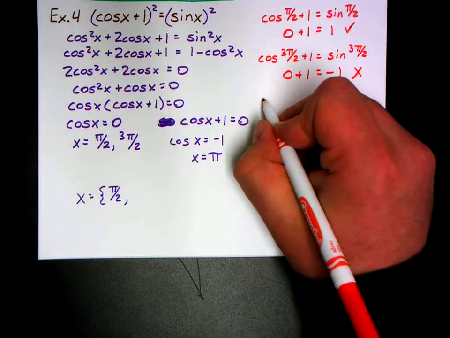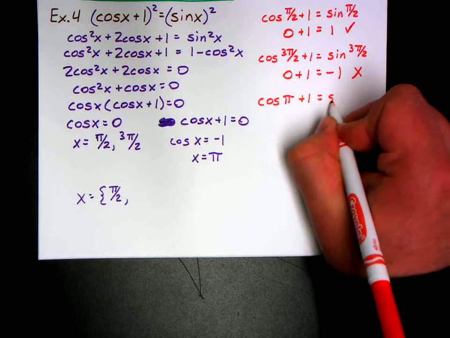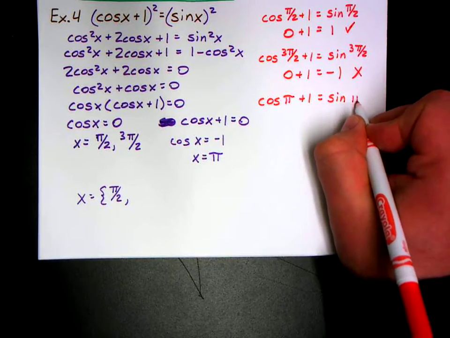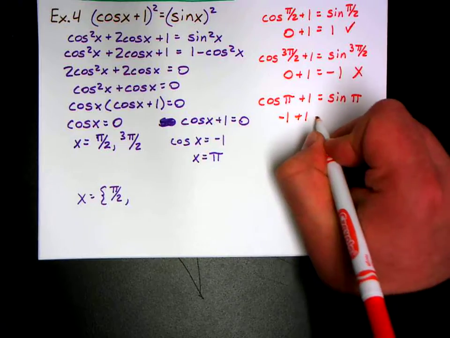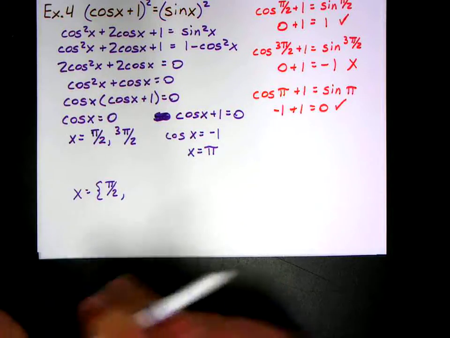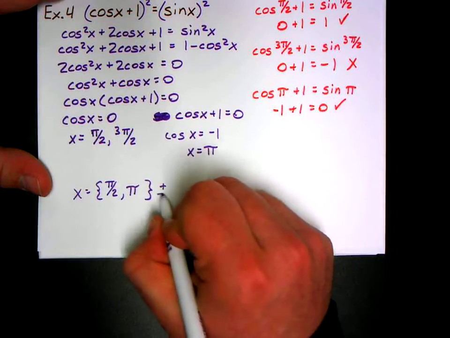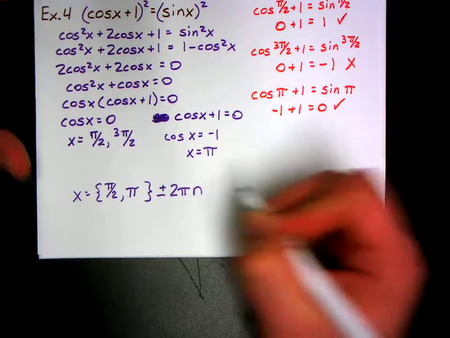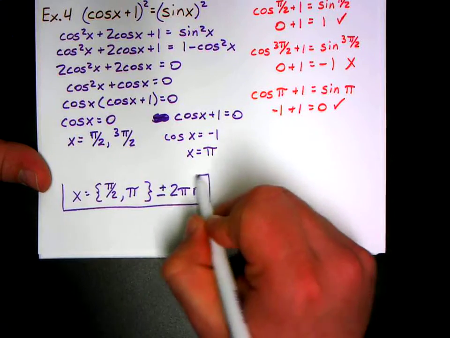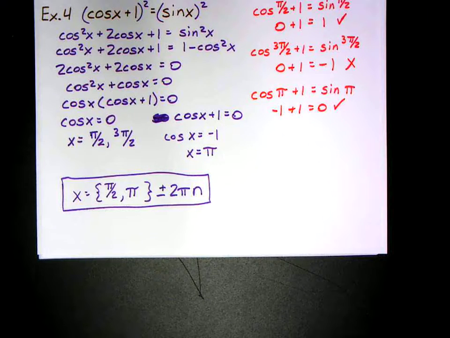Okay, and let's try pi. Okay, so that's negative 1 plus 1 equals 0. That one checks. So this time I only created one false solution. Sometimes there'll be more. But you always have to do that whenever you do that squaring thing.